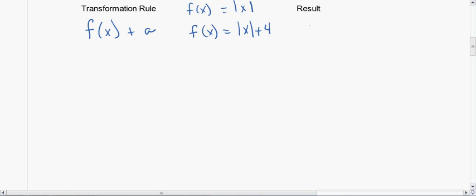And this transformation is going to always shift up. So if you're adding something to the function, it shifts the graph up. Shift up. And in this case, it's going to shift it up 4. So our graph is going to go up 1, 2, 3, 4 units, and then still look like our very familiar V.